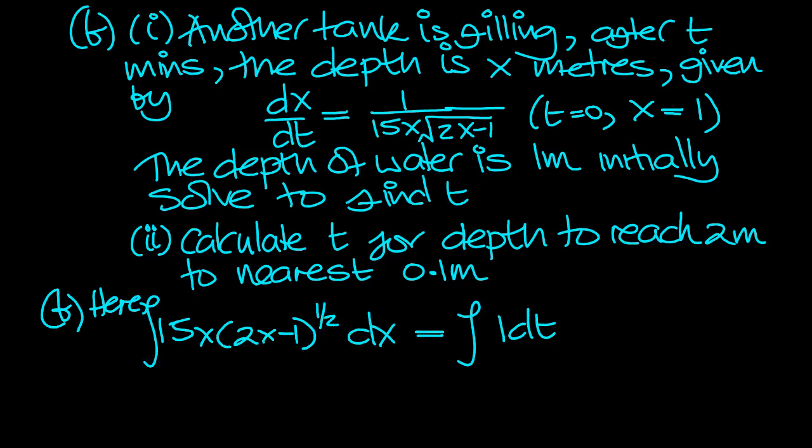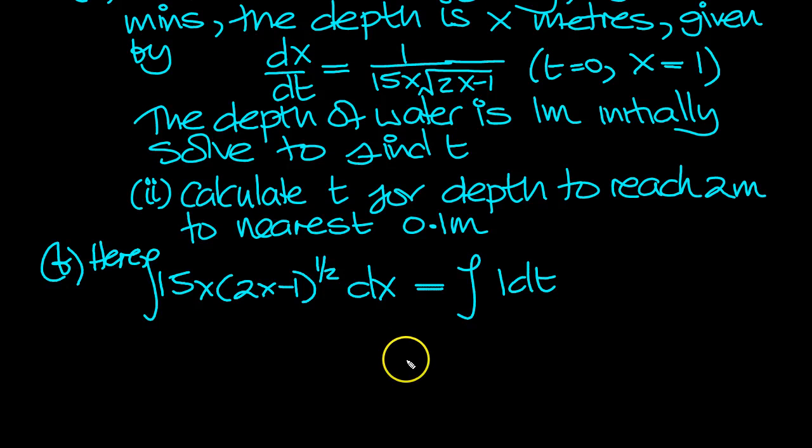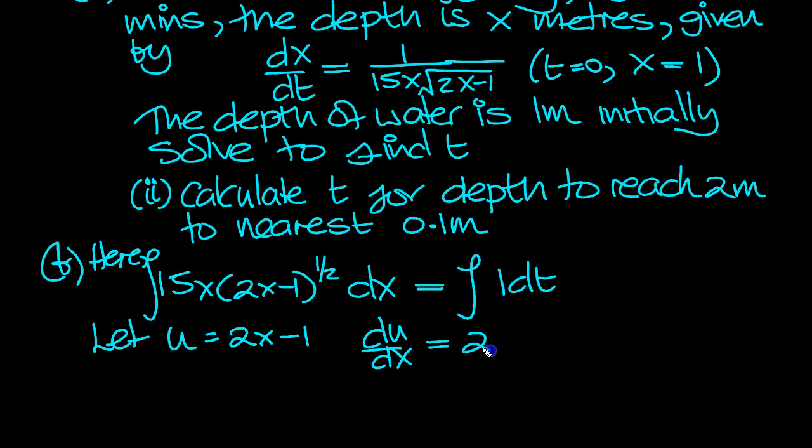Okay, now we need to integrate this. So let's try a substitution on here then. So let u equal 2x minus 1. That will be u to the half, and then du/dx is equal to 2, isn't it? Just differentiate this. And also we can then get 15x. So x will be (u plus 1) over 2, isn't it? u plus 1 divided by 2. So that's what we've got then.